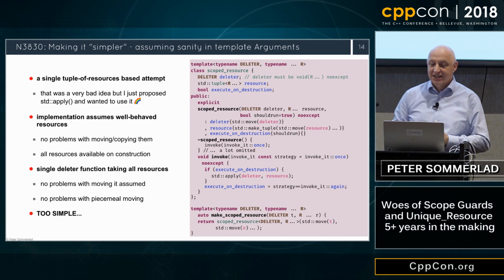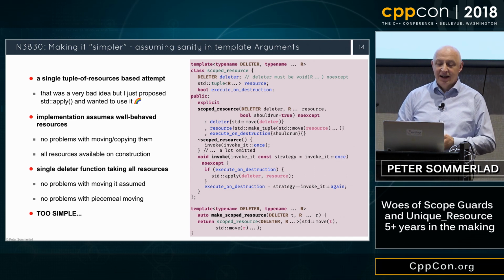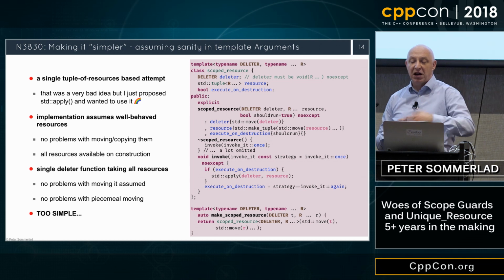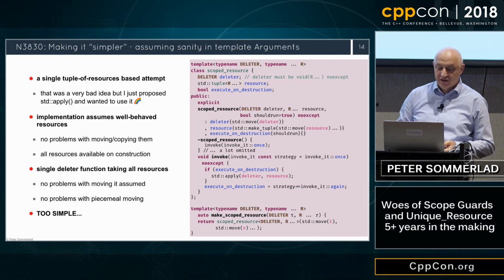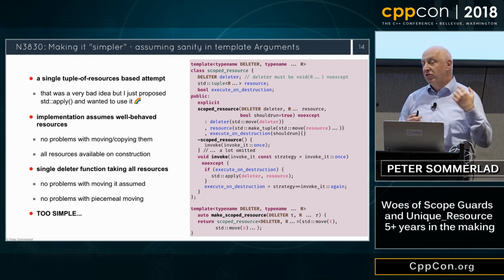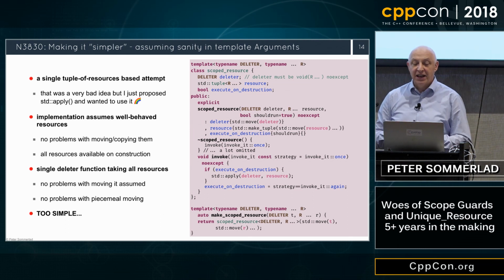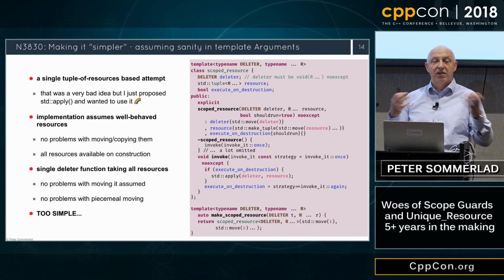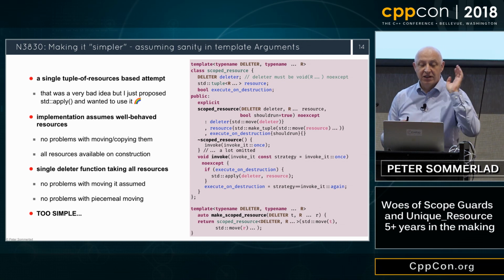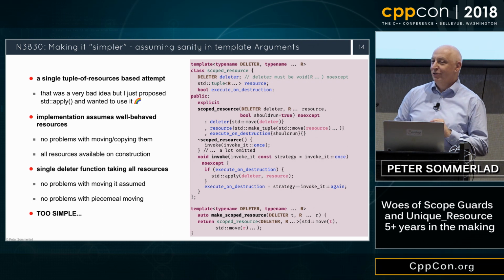Again, the implementation thought everything is well behaved. If you have multiple resources, everything works fine. Release is not a problem. And we have a single deleter, lambda, or function that takes all the resources as arguments and then does something. Well, it turned out that simple solution was too simple.